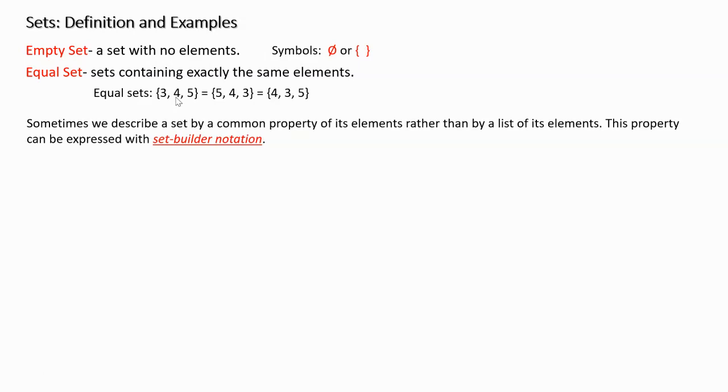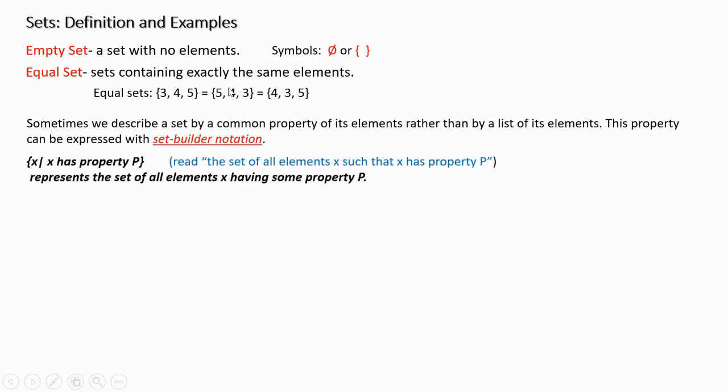Sometimes we describe a set by common properties of its elements rather than by a list of its elements. This property can be expressed with set builder notation. And here's how you read it. The set of all elements X such that X has a property of P. Okay, let's break it down. This is a set, with the braces, of all elements X, the first X. This line means such that. And here's the property, X has a property of P.